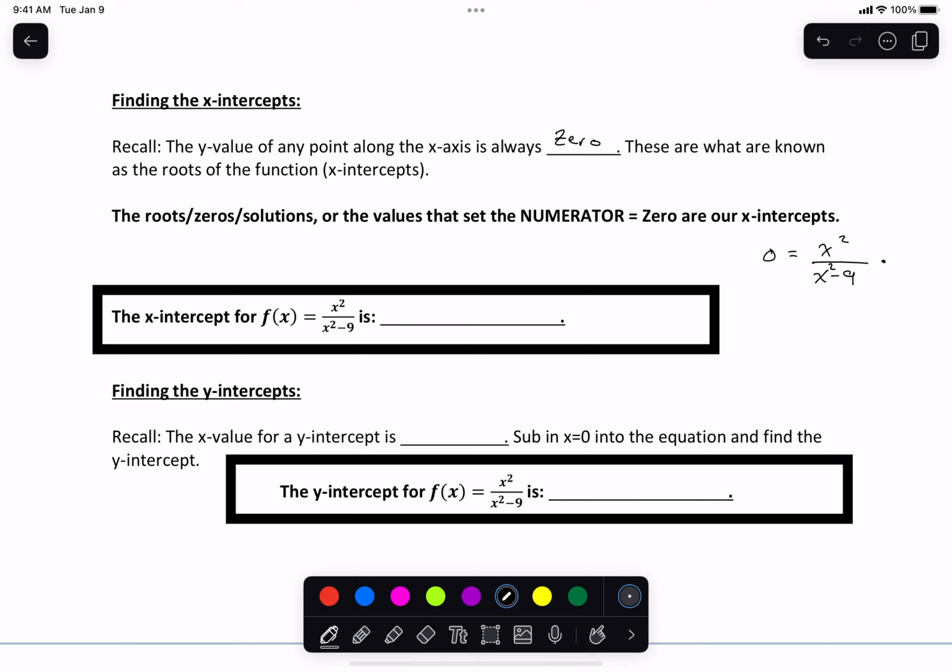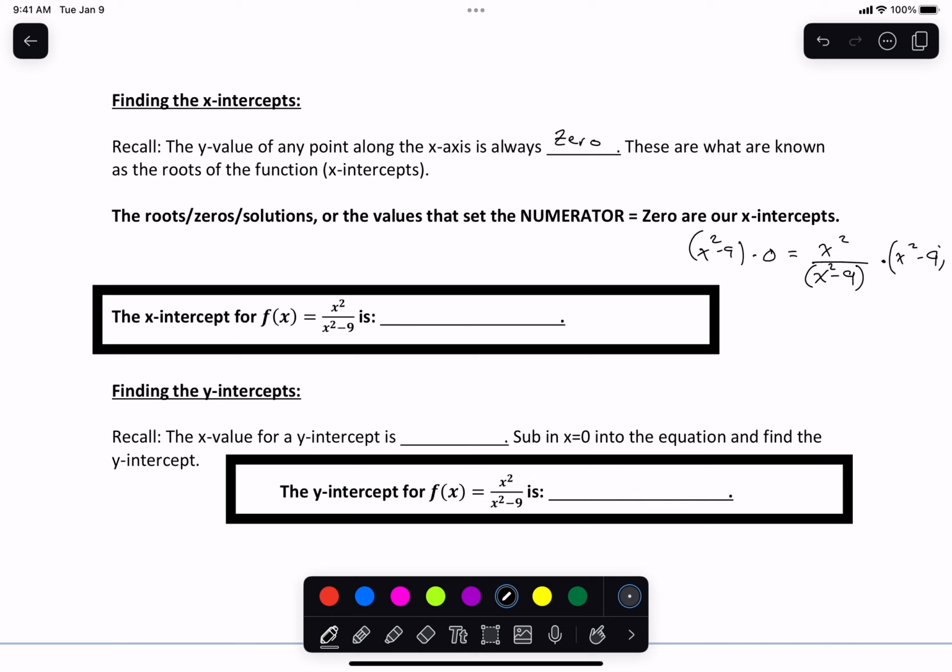If I multiplied both sides by x squared minus 9, what are you going to be left with? Minus, wait, no, never mind. X squared minus 9 equals x squared. No, because what's 0 times anything? Oh, yeah. That's good.